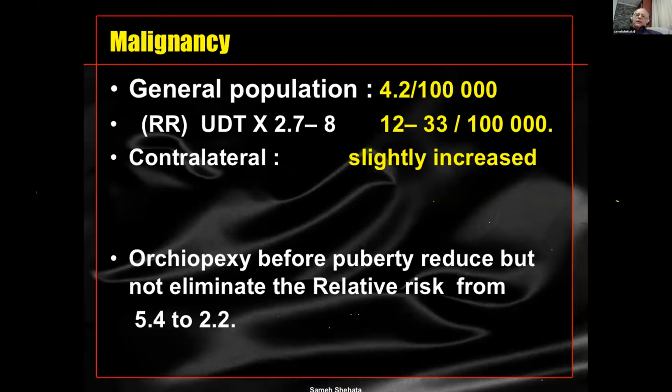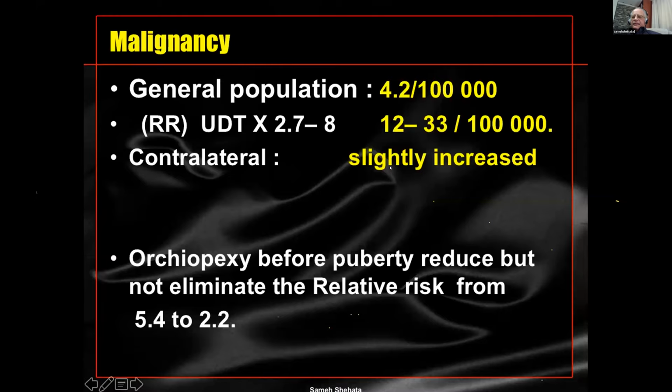you will find that the incidence of testicular carcinoma in the general population is really low. It is 4 per 100,000. While in undescended testis, the risk ratio is multiplied by up to 8, it comes to 12 to 33 per 100,000. Be careful that the contralateral normally descended side has a slightly increased incidence of cancer.